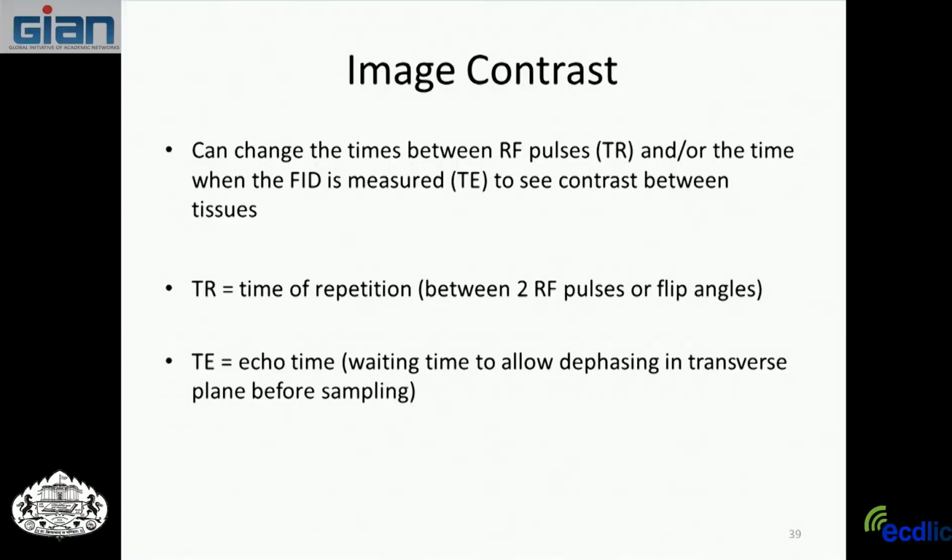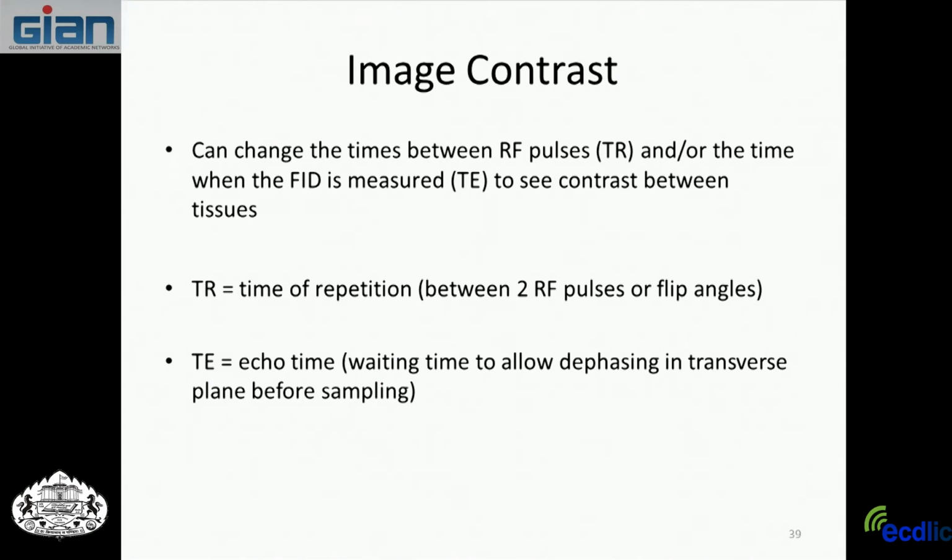Okay, so one thing we can do is change the times between the RF pulses, and this is called the TR, the time of repetition. So this is the time between 2 RF pulses. And TR is pretty important when it comes to fMRI. It's also important in structural, but I tend to think of it as more of an fMRI parameter, as we continually try to make the machines go faster and faster so we can collect more functional data.